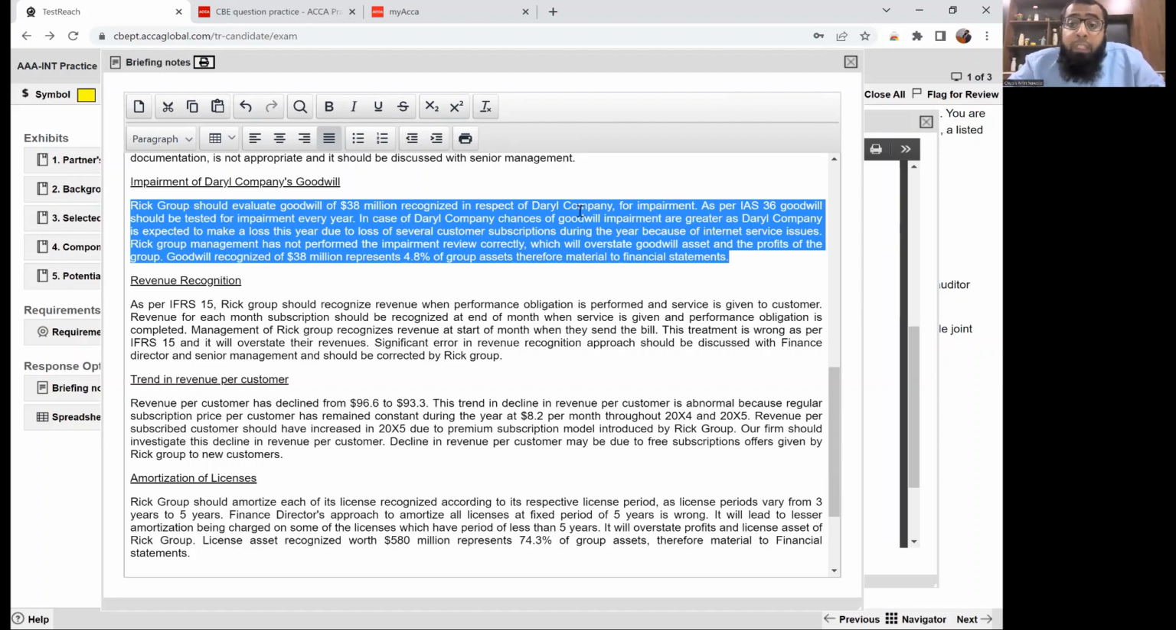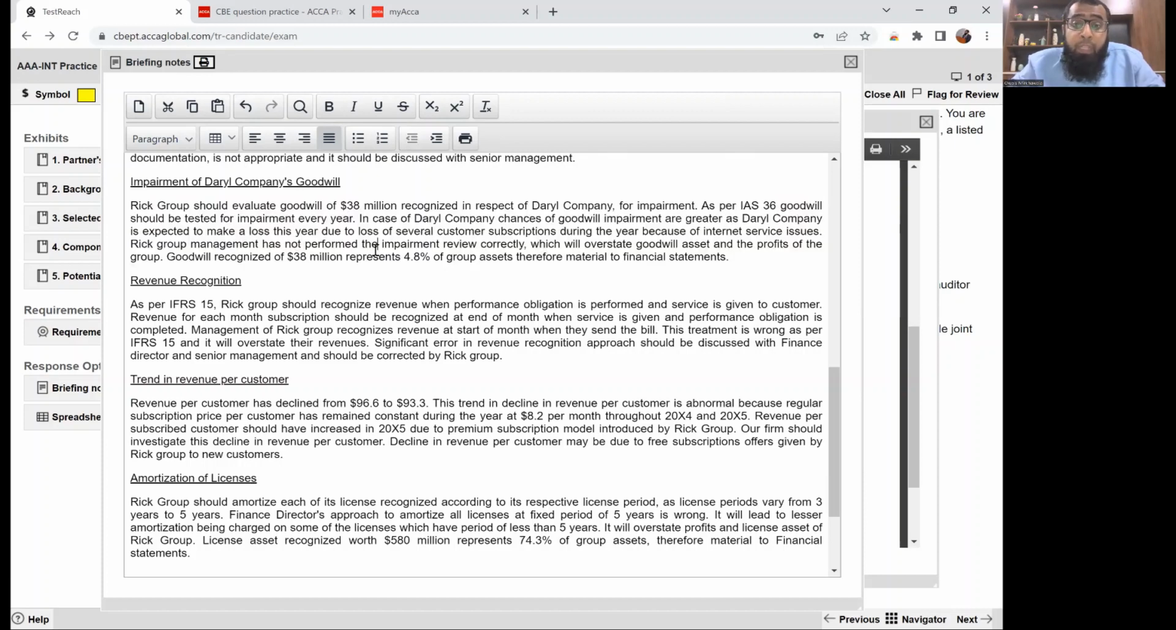In case of Darrell Company, chances of goodwill impairment are greater, as Darrell Company is expected to make a loss this year due to loss of several customer subscriptions during the year because of internet service issue. Now, Rig Group management has not performed impairment review. So you can add the word correctly here, or you can say that maybe the Rig Group management has not recognized the impairment on the basis of the entire group performance, which will be wrong. We should look at each of the components separately.